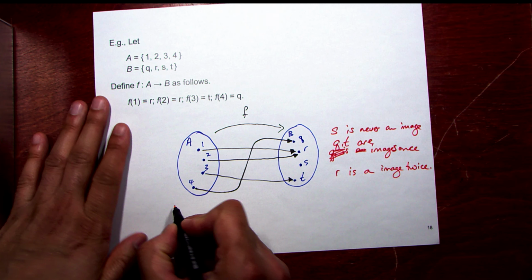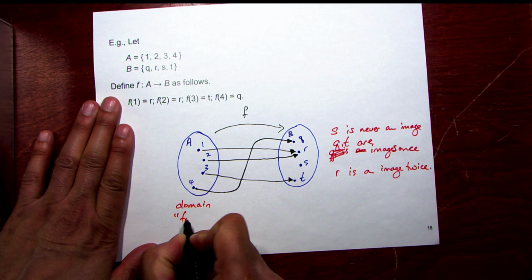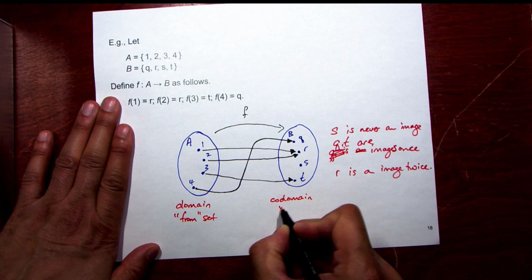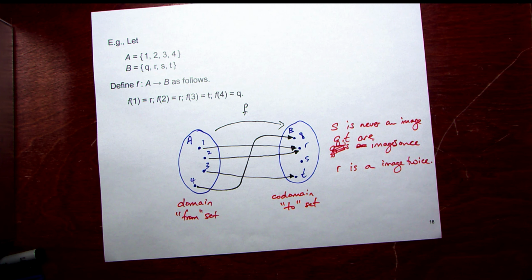I think we had the codomain and the domain. So this is the domain, this is the from set, and this is the codomain. This is the to set. Okay, so far so good. We're not quite done with this diagram, we'll come back.